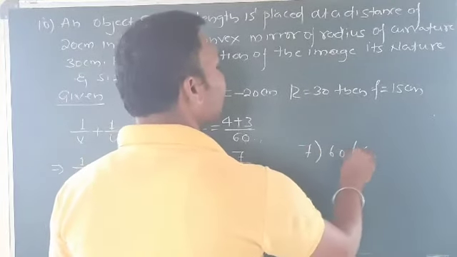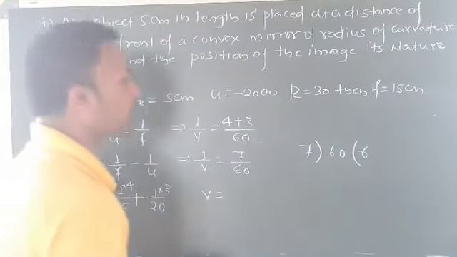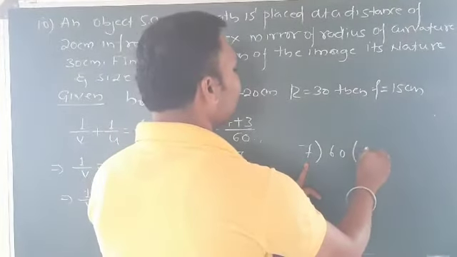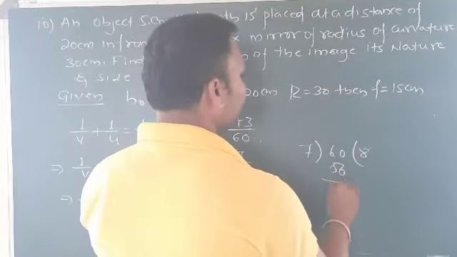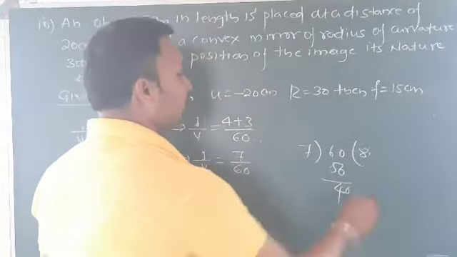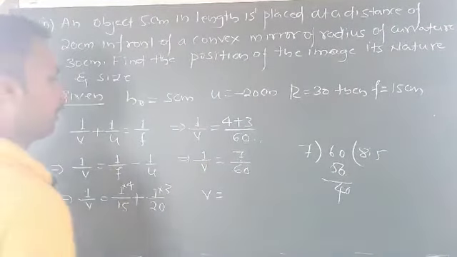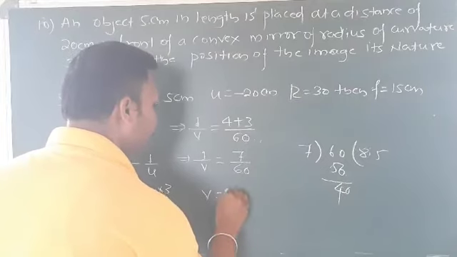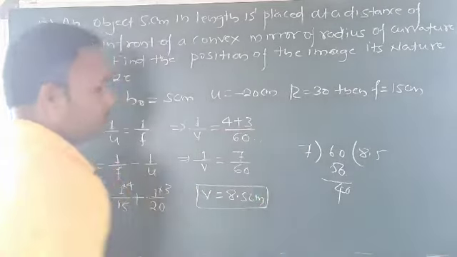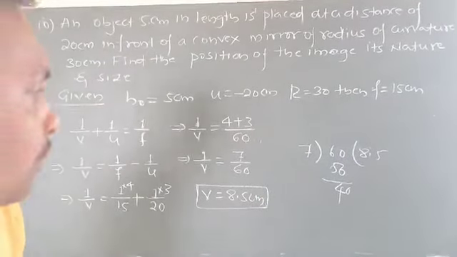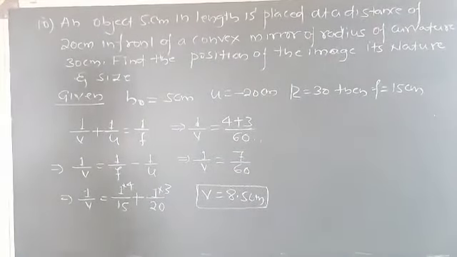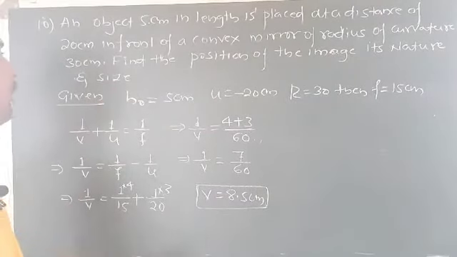7 7s are 49, 7 8s are 56. So 4 is remaining here. Now 4 remaining means we will take 0. Now 7 5s are 35, so 8.5 will come. So we have here v is equal to 8.5 centimeter. Now this is the image distance. Once you have the image distance, what we need to calculate here is the position of the image, and its nature and size.